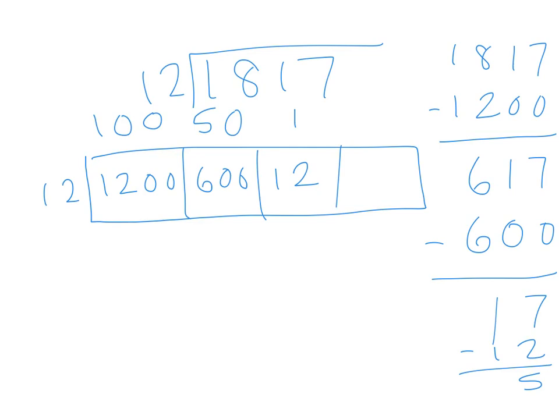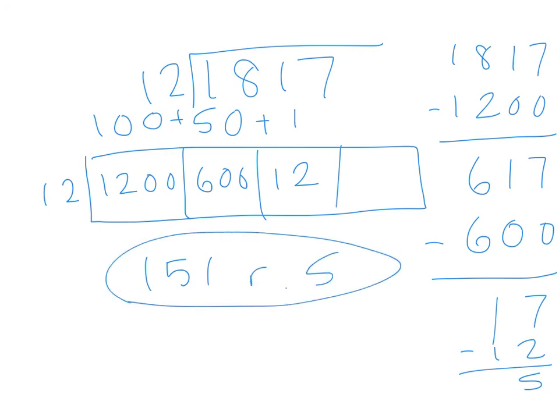Since 5 is less than my divisor 12, I know that I can't do any more dividing, and 5 is going to be my remainder. So to get my quotient again, I'm going to add 100 plus 50 plus 1 with the remainder of 5.